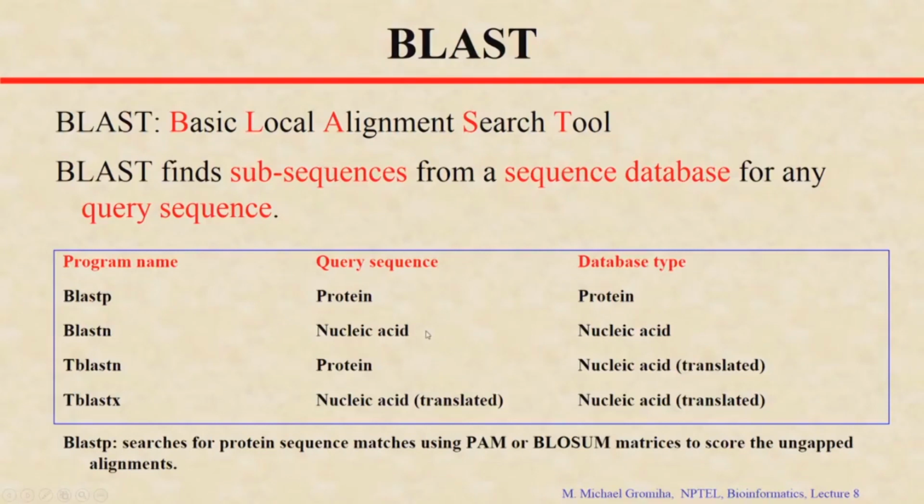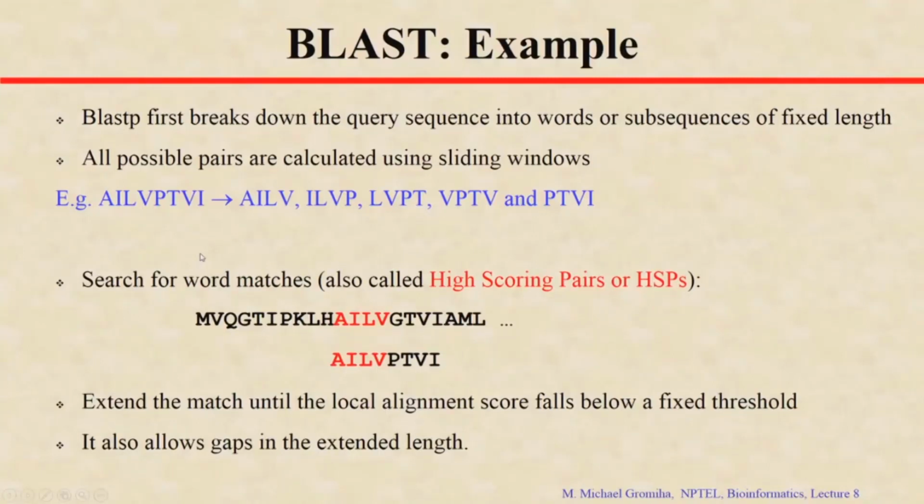So, there are different program names. For example, BLASTP: the query sequence is protein, and it will search against the protein database. Then BLASTN, nucleic acids against nucleic acids, because N and P stand for nucleic acids and proteins. We can also do the translated ones, TBLASTN and TBLASTX. For these queries, they mainly use the PAM matrix or the BLOSUM matrix to give scores for the ungapped alignments. For example, if you have a sequence A I L V P T V I.